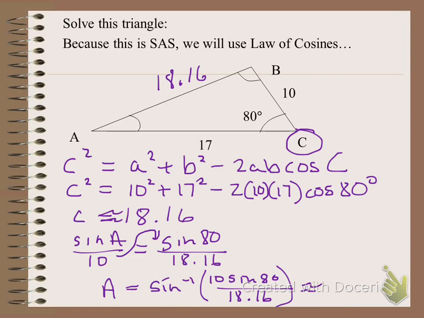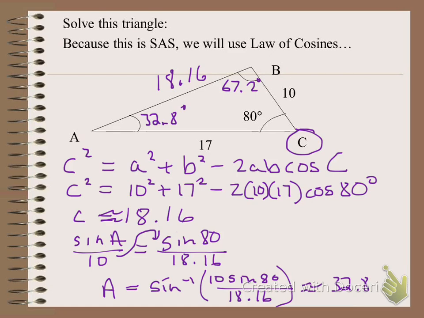A is approximately how much? 32.8. All right. And that means that the remaining angle has to be, what, 67.2? Do we have a triangle here that makes sense? Smallest side is across from the smallest angle, and the largest side is across from the largest angle.